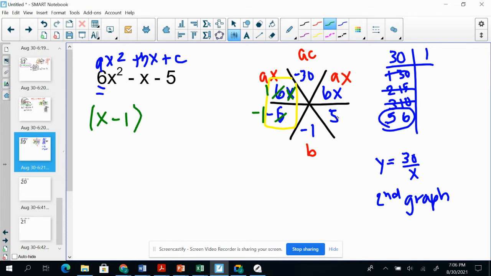Looking at 6X and 5. 6 and 5 cannot be reduced. So it's going to be 6X plus 5.